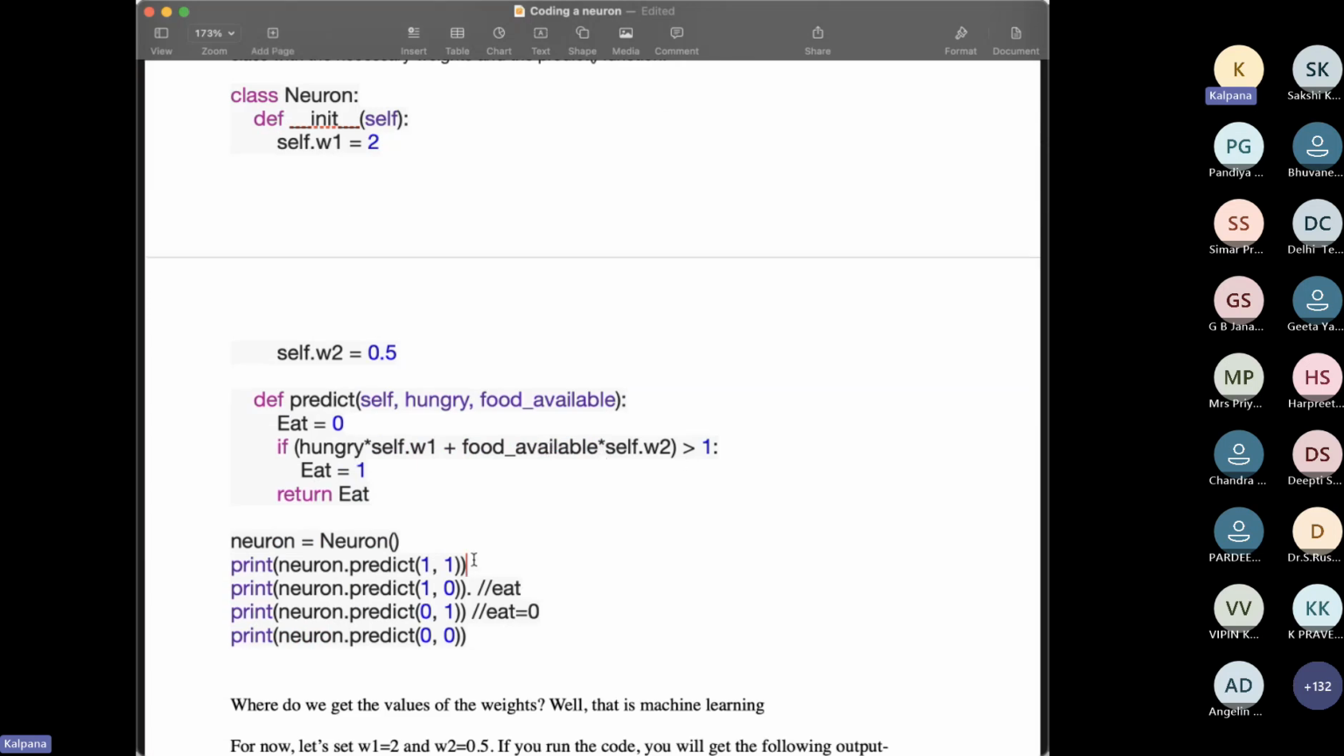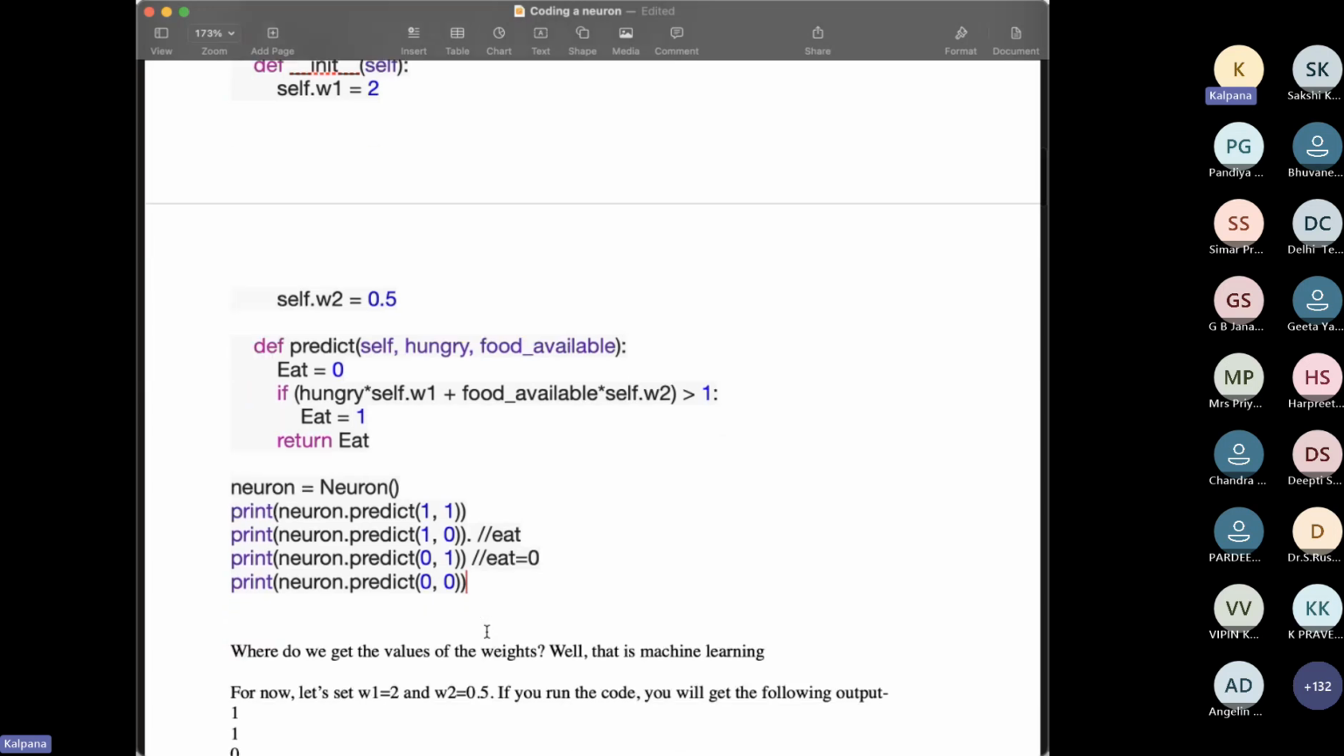Yes, so it will give me 8. 1, 0, 1 into 3 and 0 into 3. So the answer is 3, greater than 1. Right. For this one also, 0, 3. Now this is right. This is also saying 8. This is also saying 8. And the last one is saying 0. So 8 is not there.